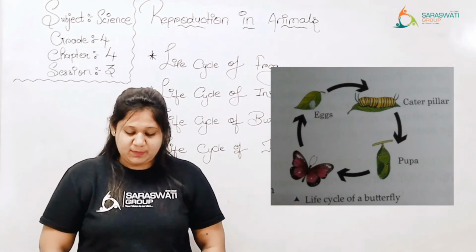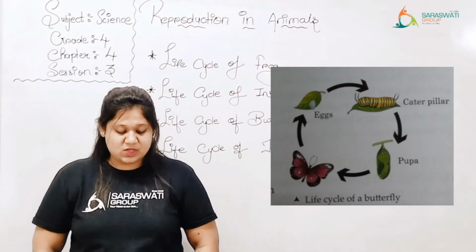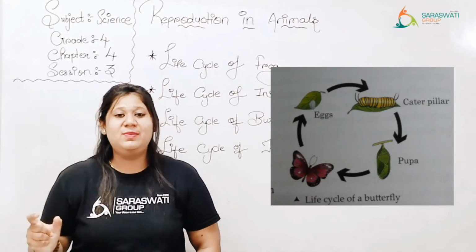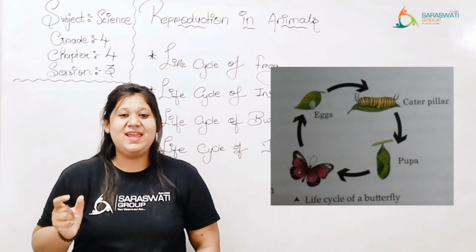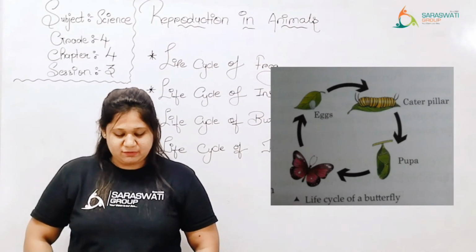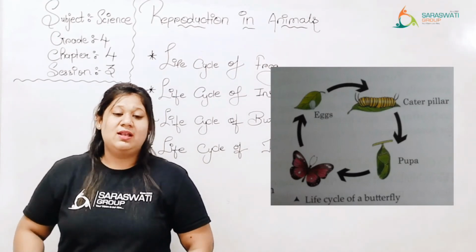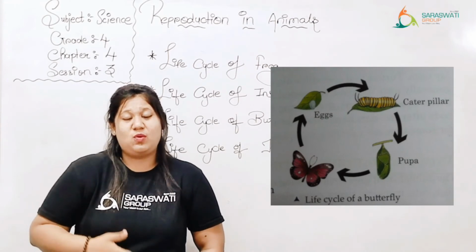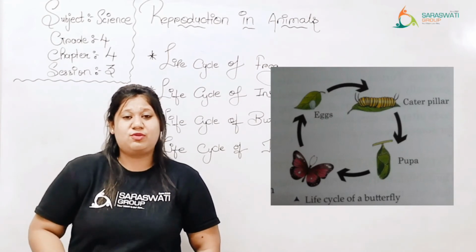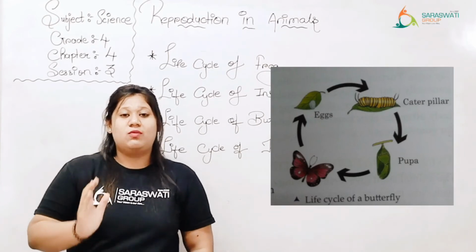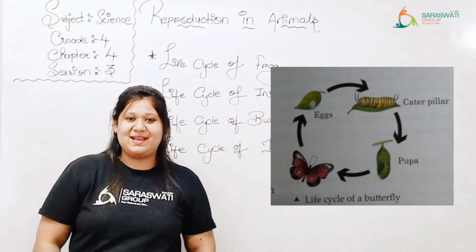The larva of a butterfly is called a caterpillar. उस larva को हम क्या बोलेंगे? Caterpillar बोलेंगे, right? Larva gets its food from the leaves. Larva को अपना food कहाँ से मिलता है? They get food from the leaves. वो अपना खाना leaves में से खाता है, right?